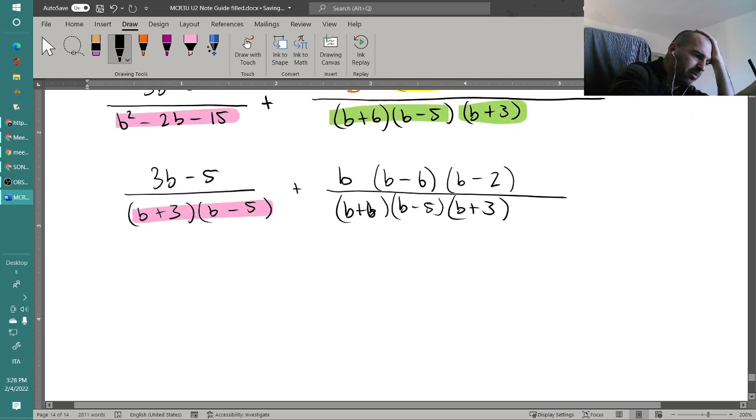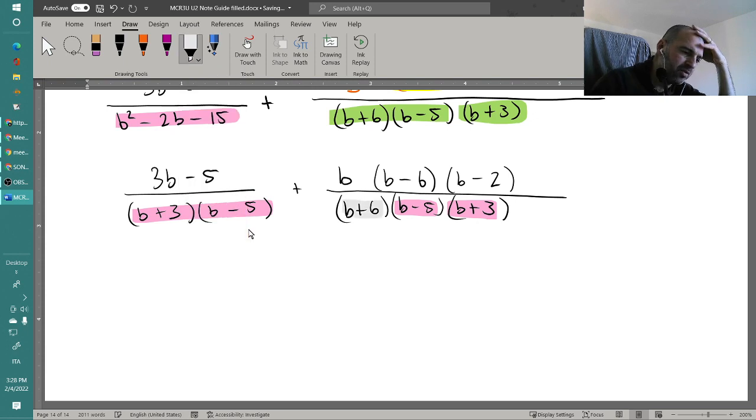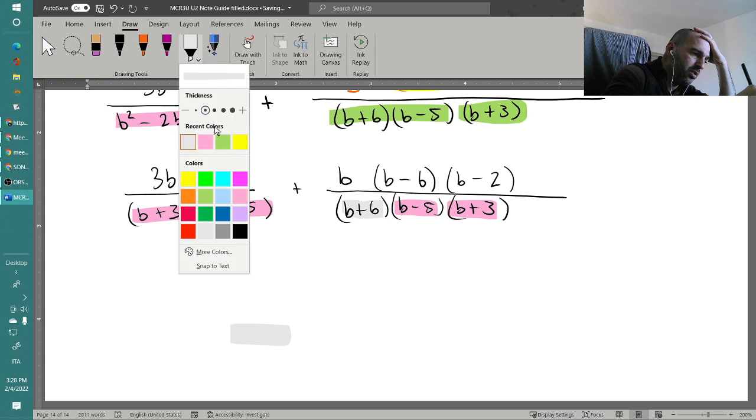And so I'm going to recognize that I've got a couple of factors here: b plus 3, b minus 5, and b plus 6. Well, this doesn't look like a 6. It is. There it is. It's a 6. So if you look closely, I've got these 2 pink factors, and then I've got, let's make a, I don't know, a sort of gray factor. So there it is. I've got a gray and 2 pinks.